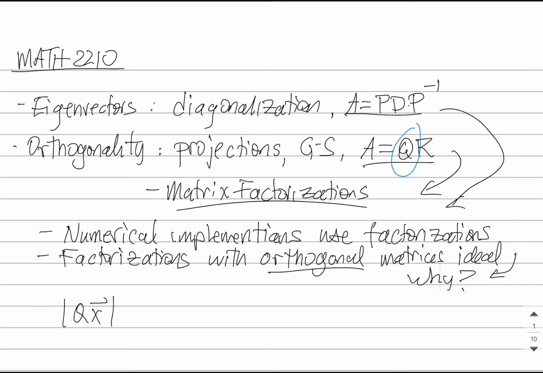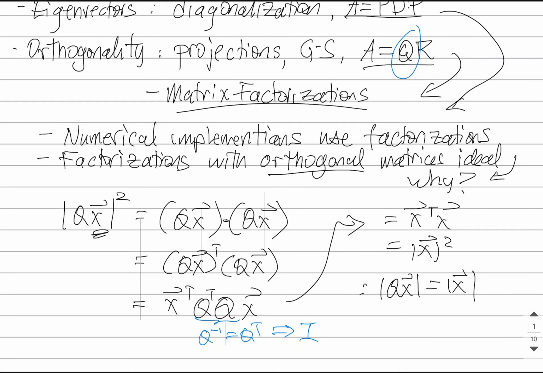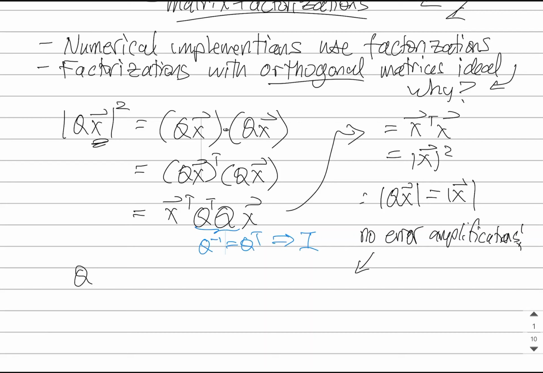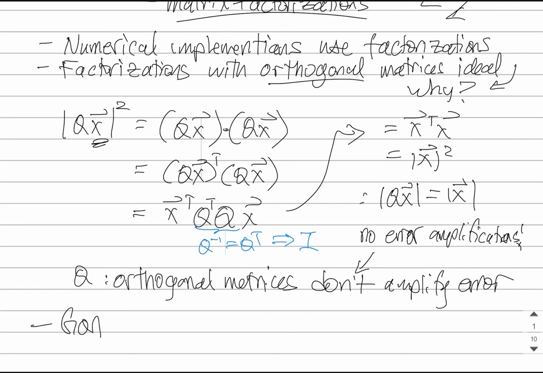Well, why do they care about orthogonal matrices? If your vector x has some error built into it, your computed solution, multiplying it by an orthogonal matrix will not change the length. It will not amplify the error that's already there. So there is no error amplification. That's why orthogonal matrices are preferred. So the goal really in linear algebra, whether you realize it or not, is to find matrix factorizations using orthogonal matrices.